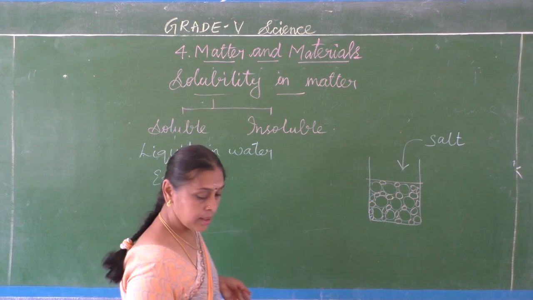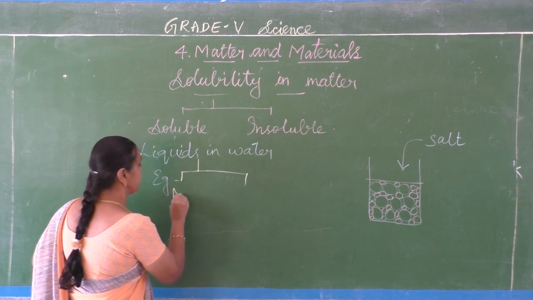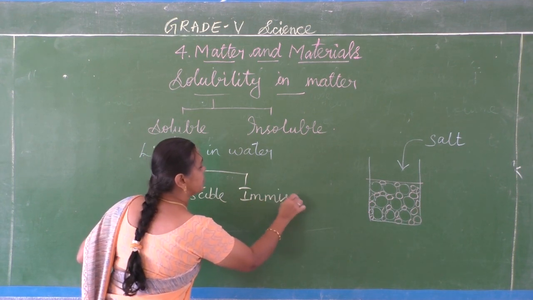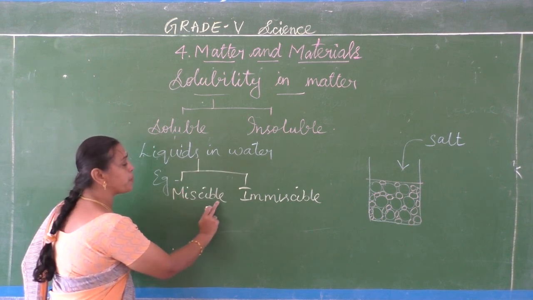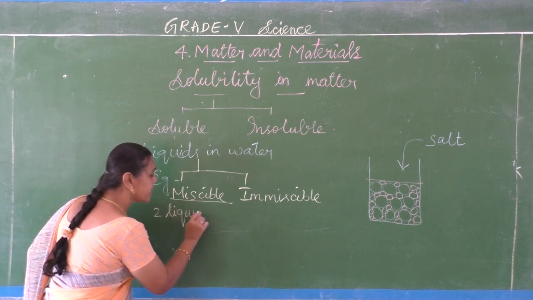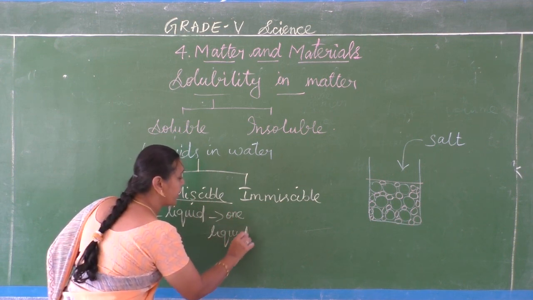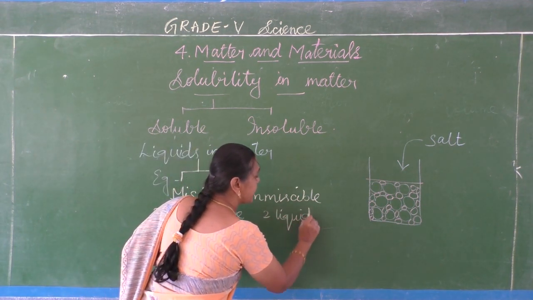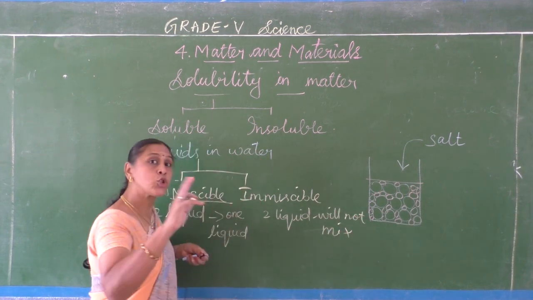So this liquid in water is divided into two types, that is miscible and immiscible. Miscible means two liquids mix with each other and appear as one liquid. But in the case of immiscible liquids, the two liquids will not mix with each other. Okay, they will appear as two layers.